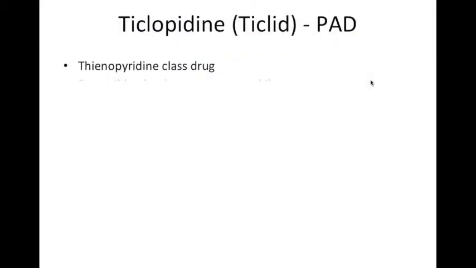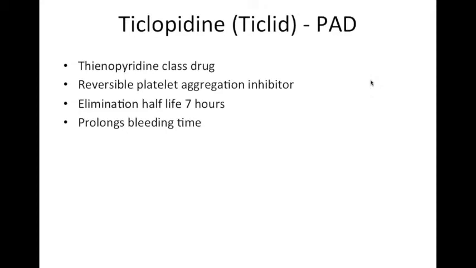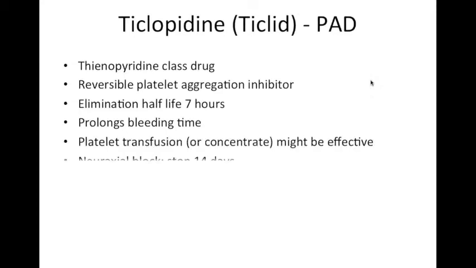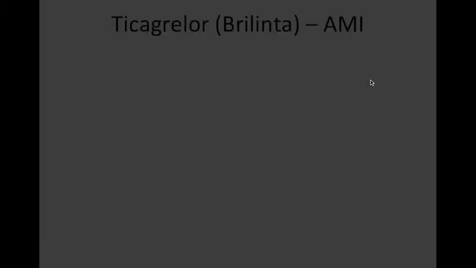Ticlopidine, frequently used for peripheral vascular disease, same class. It's a reversible platelet aggregation inhibitor. Elimination half-life is relatively short, 7 hours. It does prolong bleeding time. Platelet transfusion may be effective in an emergency, but we recommend stopping this drug for 14 days prior to neuraxial block.